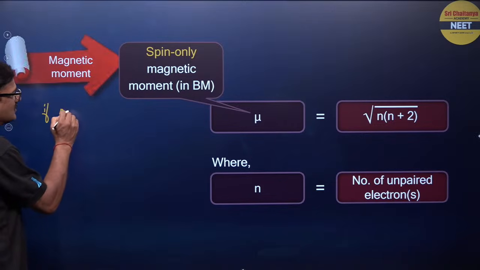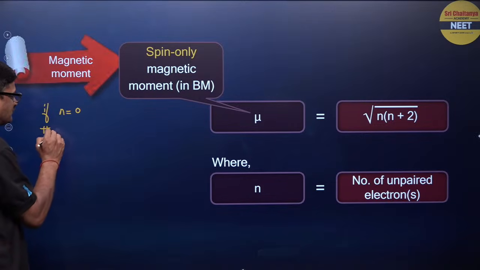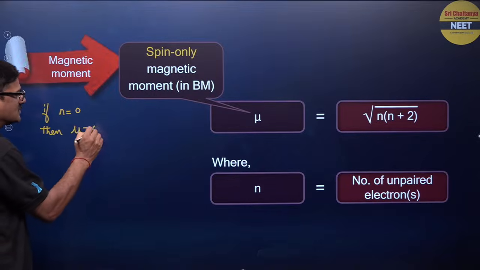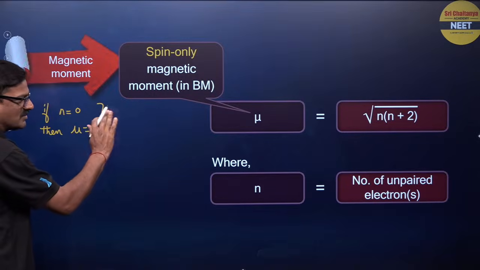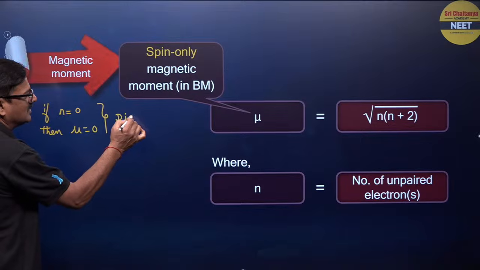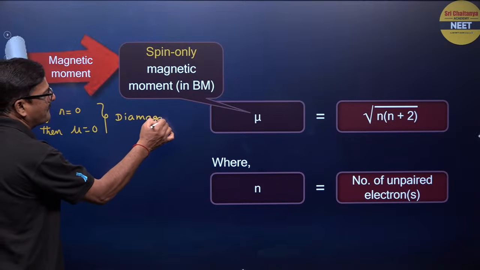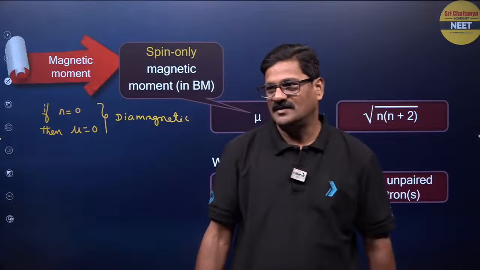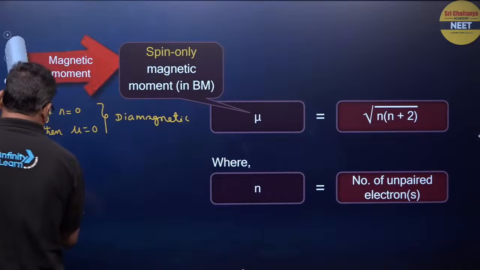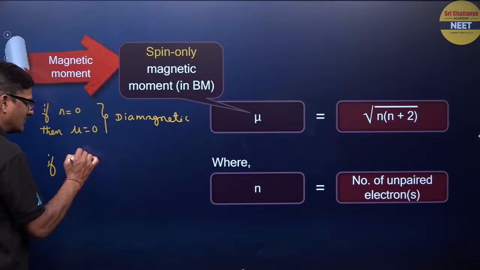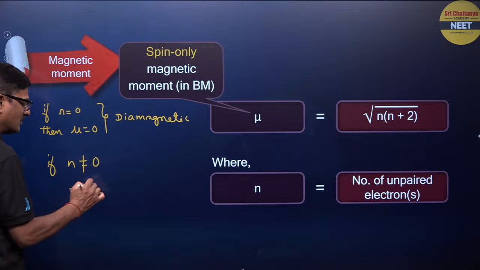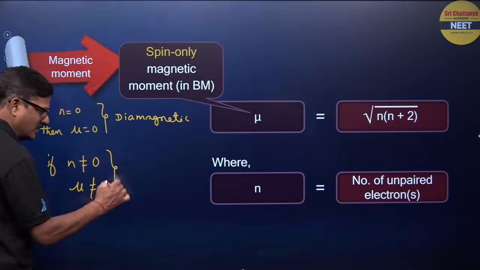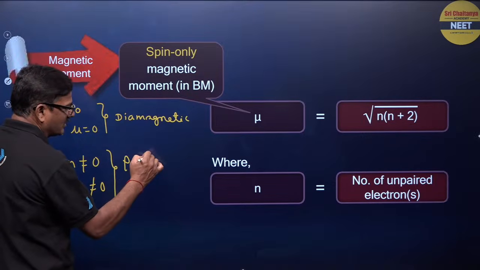If n is equal to 0, then mu is equal to 0. We can say such compounds are not magnetized, so they are called diamagnetic. They are said to be diamagnetic, right? If n is not equal to 0, mu is not equal to 0, I mean it is a positive value, so they are said to be paramagnetic.